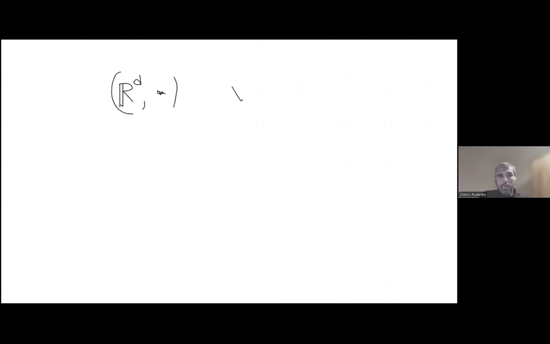So what is a Carnot group? So we take R^d, and we take some kind of operation, a group operation, so that this is a Lie group. So this is just a Lie group, first of all, but also with the base space R^d.